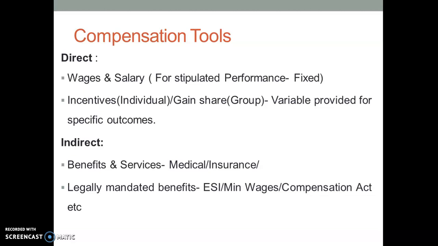The second thing is minimum wages. Another thing which we can add is provident fund. So all these things are mandatory, legally bound benefits which need to be added to any individual's compensation.